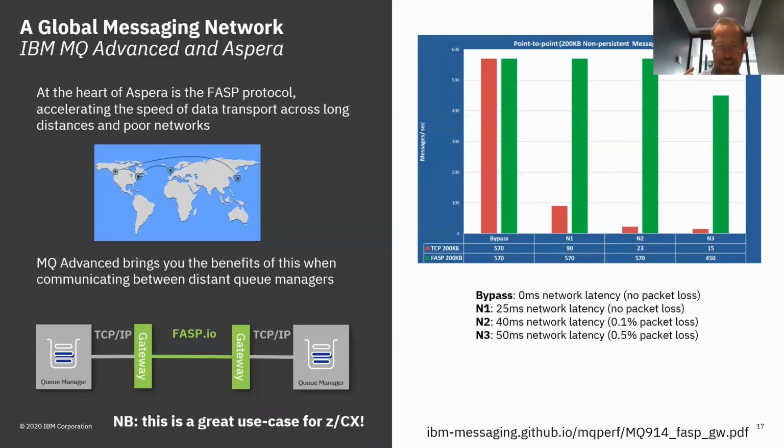And I should mention that this is a really, really good use case for ZCX with MQ for z/OS, because you want that gateway to be as close to that queue manager as possible, to shorten the TCP/IP hop. And if you put the gateway in a ZCX container, it's running on the same LPAR, which means the TCP/IP hops are basically a short in-memory network, right? So most of the distance is over FASP, and basically you're kind of doing FASP to FASP with pretty much no TCP/IP at all. So it's really, really good for performance. So well worth looking at if you do have this sort of problem.